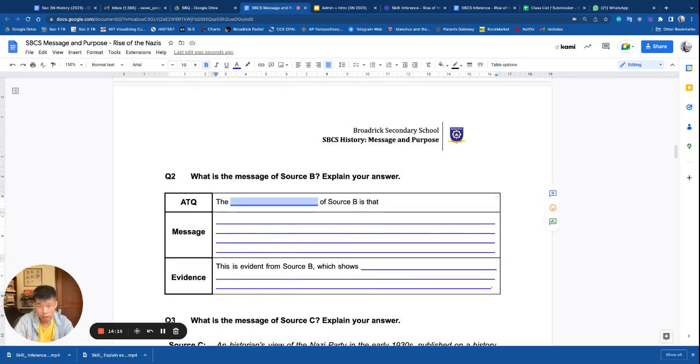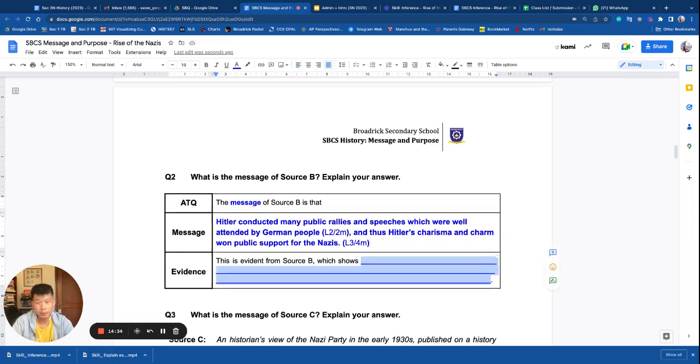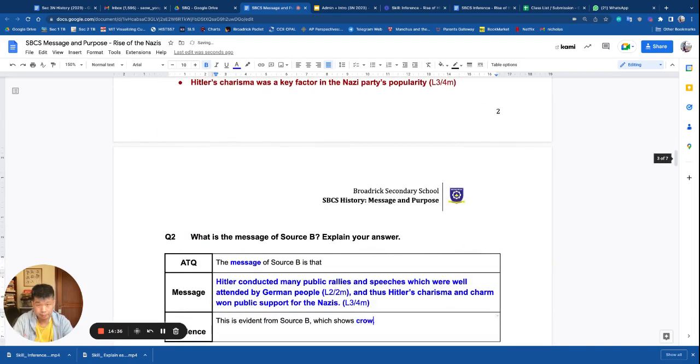What is the message of source B? Again, we start ATQ. Message of source B is that Hitler conducted many public rallies and speeches which were well attended, and thus Hitler's charm and charisma won public support for the Nazis. We said that this would be a good message. This is evidence from source B, which shows evidence for pictorial source. Describe the picture, which shows crowds.